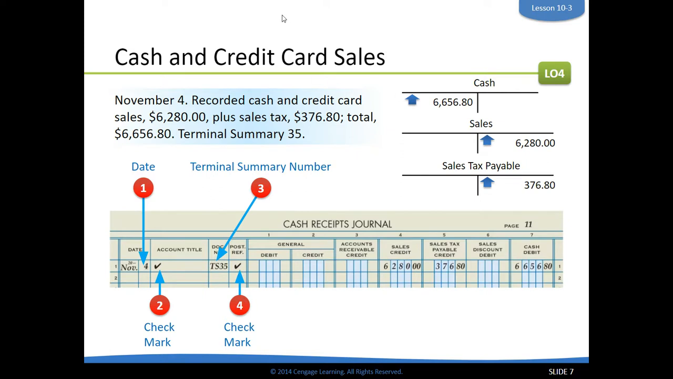Then it gives us our sales total. So it's right next to sales, 6,280. Then it gives us our sales tax, $376.80 in sales tax payable. And then the total is going to be cash. And always remember to make sure that your credits add up to equal your debits to make sure you did everything properly.